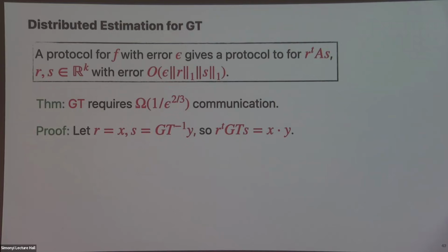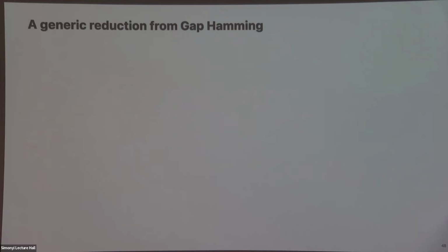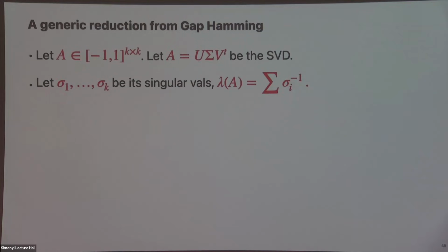Okay. So this worked for these 2 matrices, but it felt like we were using some special properties of these matrices, right? Now let's try and come up with a generic reduction, which is going to work for any bounded matrix A. Okay. So as you can imagine, the SVD decomposition of the matrix is going to show up. We have this matrix A. We're going to write it as U sigma V transpose, where U and V are orthonormal matrices, and sigma is a diagonal matrix with the singular values sigma 1 through sigma k.